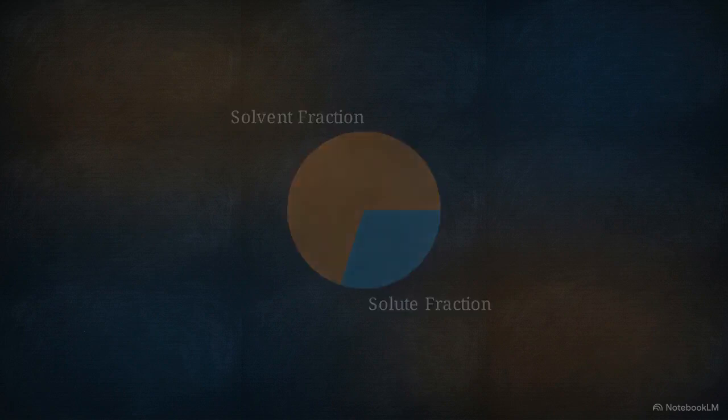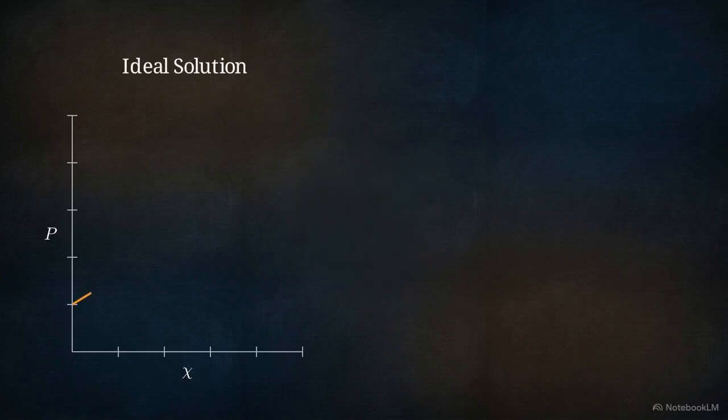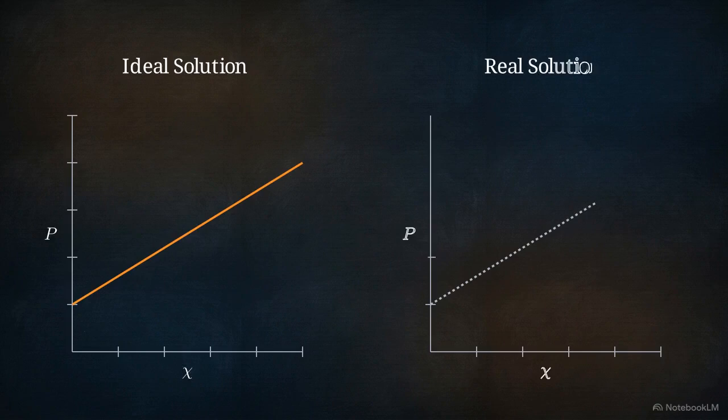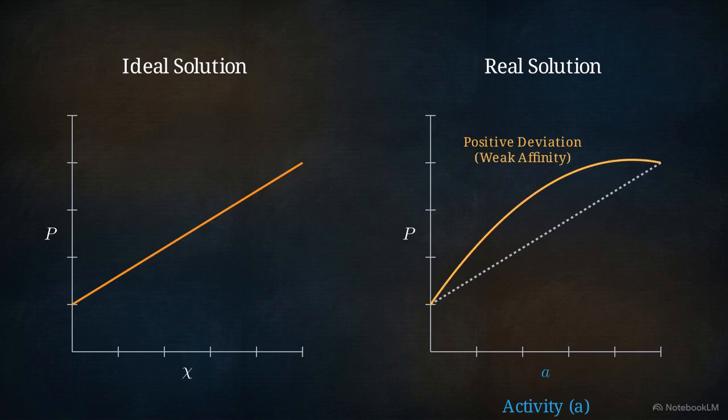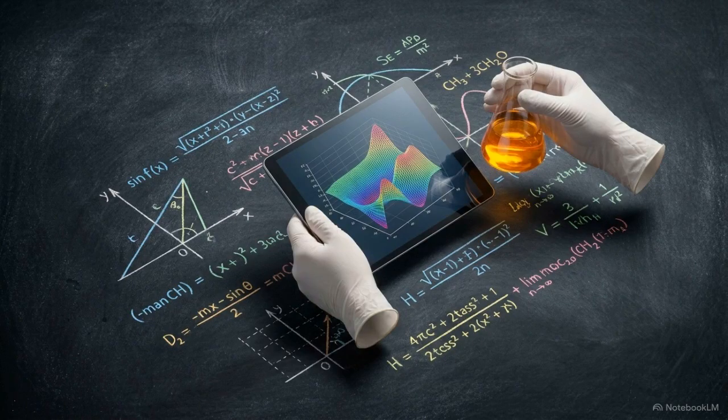This chart shows an ideal solution on the left, where behavior matches the mole fraction perfectly. But real solutions, shown on the right, have unequal intermolecular forces. We have to replace the simple mole fraction with a new measurement, thermodynamic activity. If the solute and solvent have a weak affinity for each other, they escape the surface easily, creating a positive deviation with higher vapor pressure. If they have a strong mutual affinity, they hold each other in the liquid, causing a negative deviation. Pharmaceutical mixtures are almost always non-ideal. Calculating these exact thermodynamic deviations is how scientists accurately predict a drug's behavior inside a complex liquid formulation.